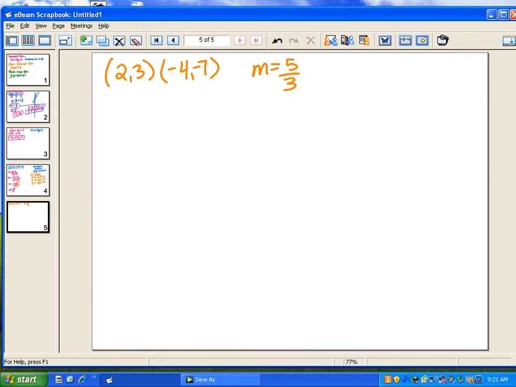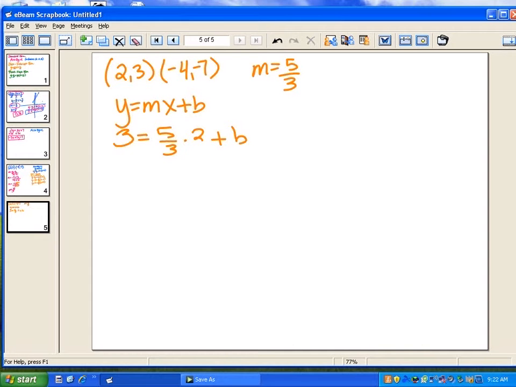Okay, so I got that. I want to put it in slope-intercept form. Y equals mx plus b. What am I going to do? You have to solve for b. Solve for b. How? What am I going to plug in? You have to plug in one of the points. Which one would you like to use? The first one. Okay, go. So it would be 3 equals 5/3 times 2 plus b.